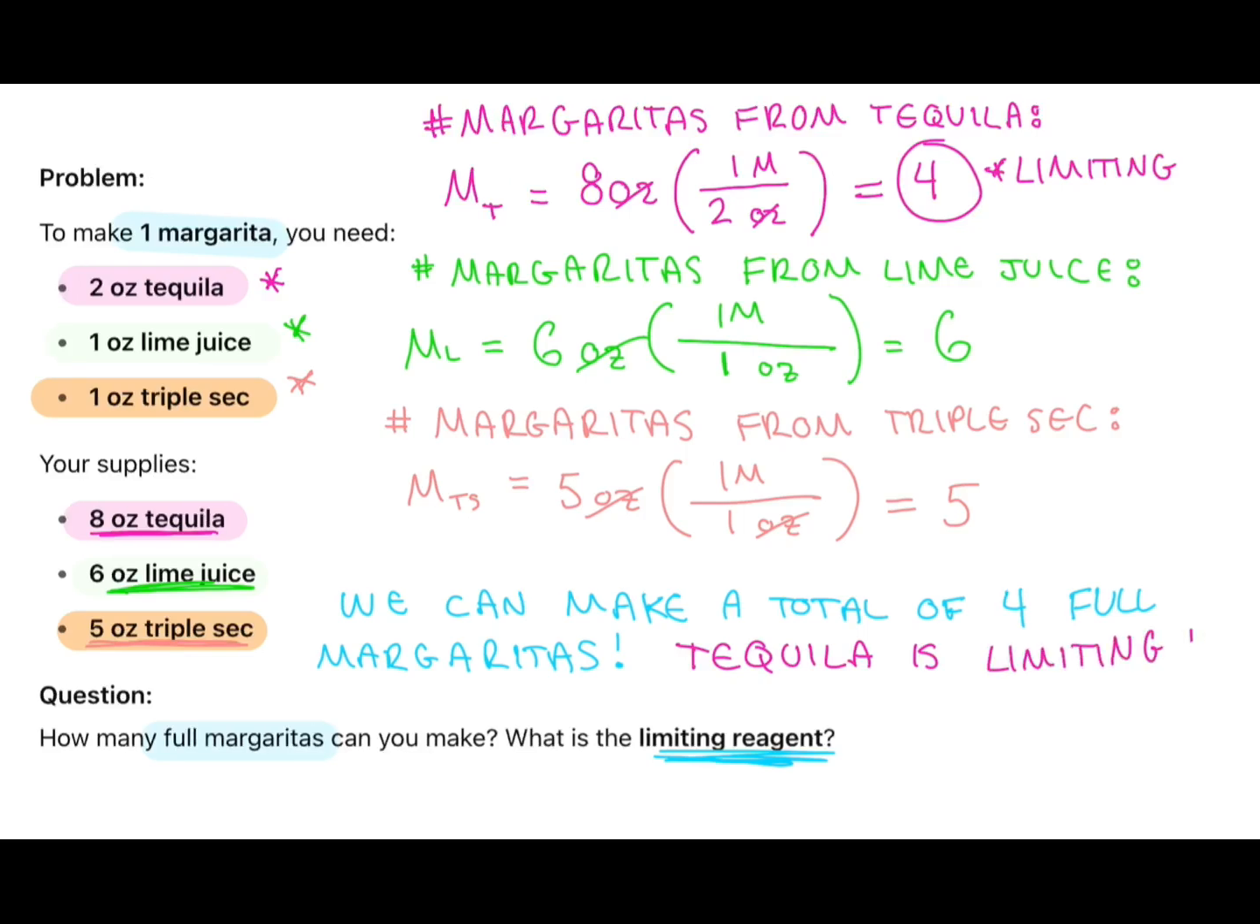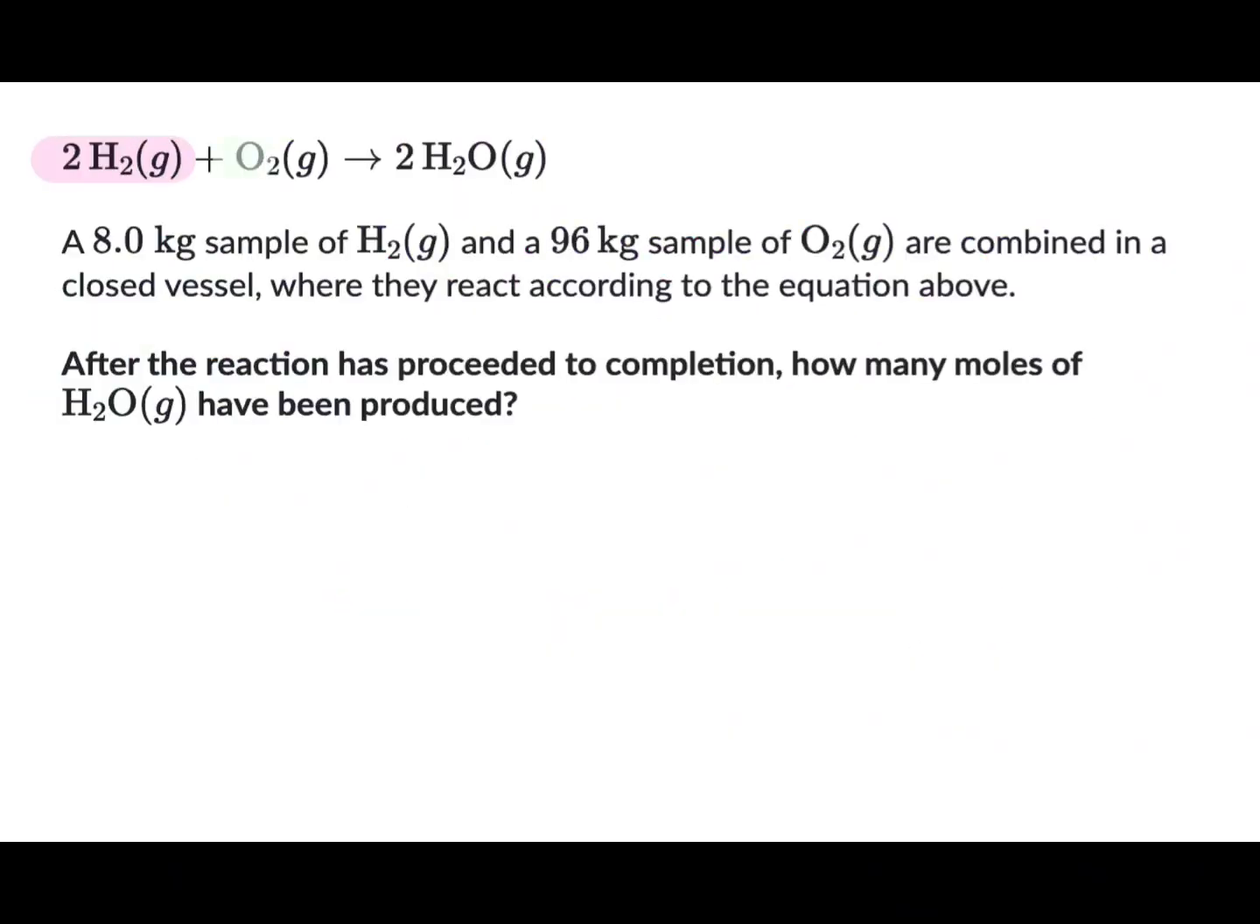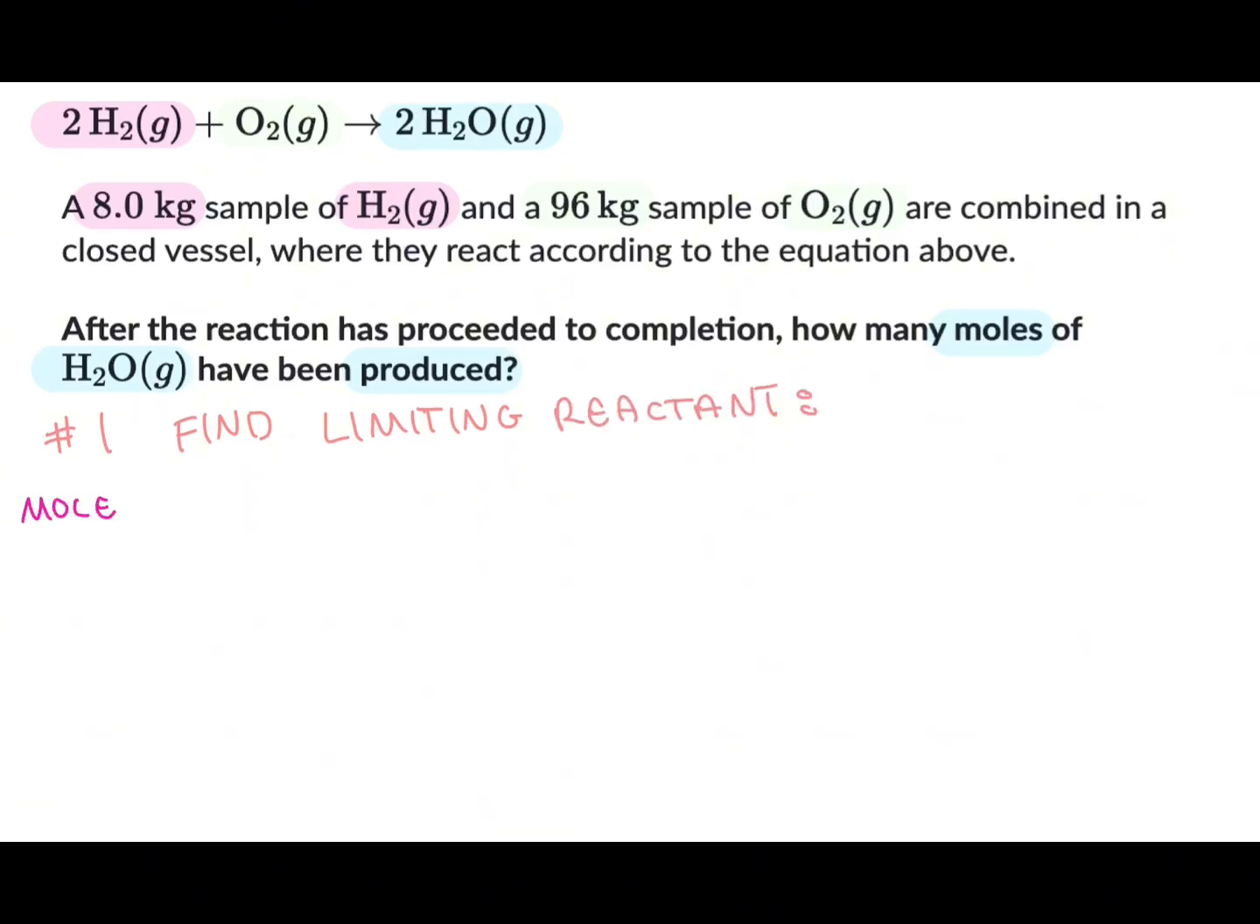Next, we're going to look at a more textbook chemistry example where we have hydrogen and oxygen reacting to make H2O gas, and we need to figure out how many moles can be produced from 8 kilograms of hydrogen and 96 kilograms of oxygen. First step, we need to find the limiting reactant, and this is the exact same as the previous problem. We're going to figure out how many moles of the product, H2O, can be made from 8 kilograms of hydrogen first. So we write this as moles of H2O by H2.